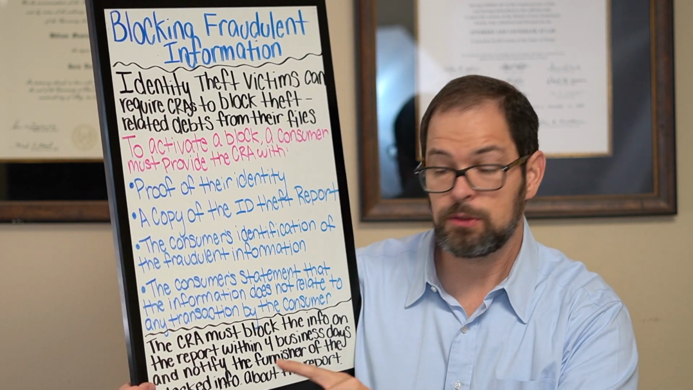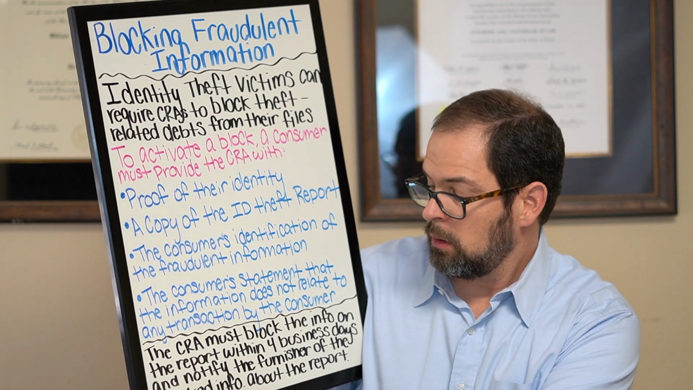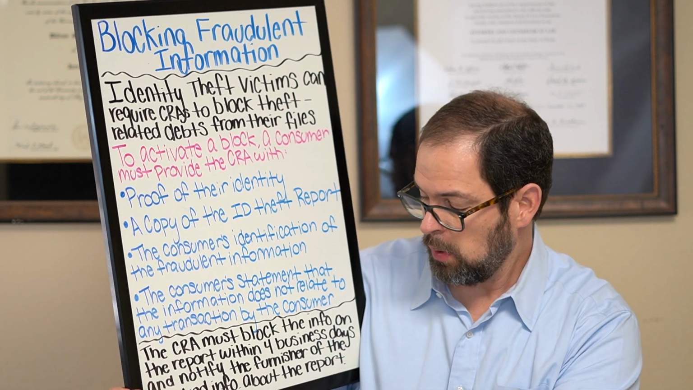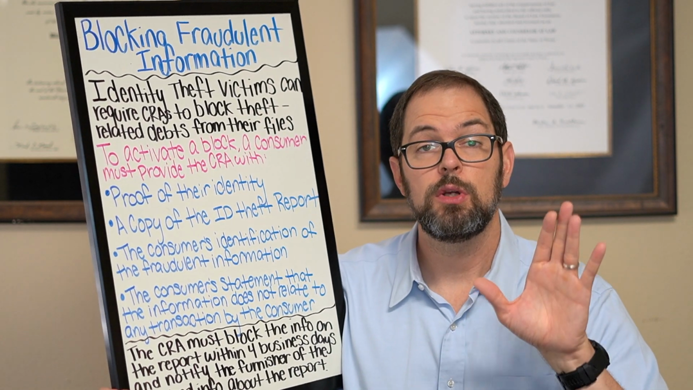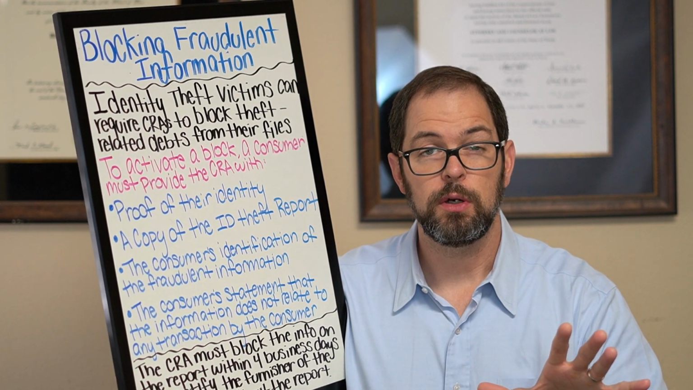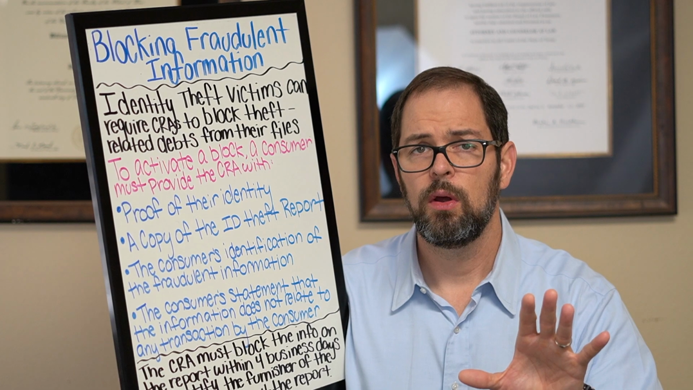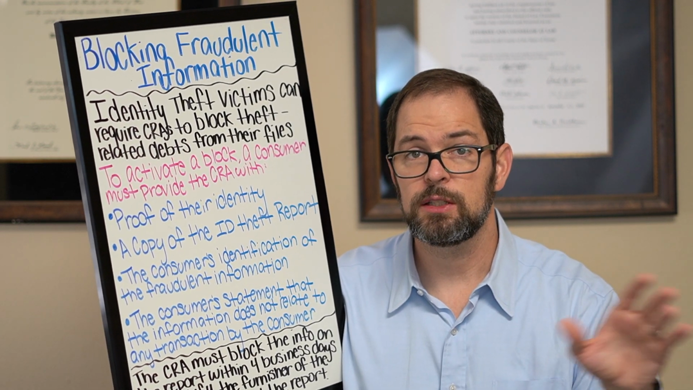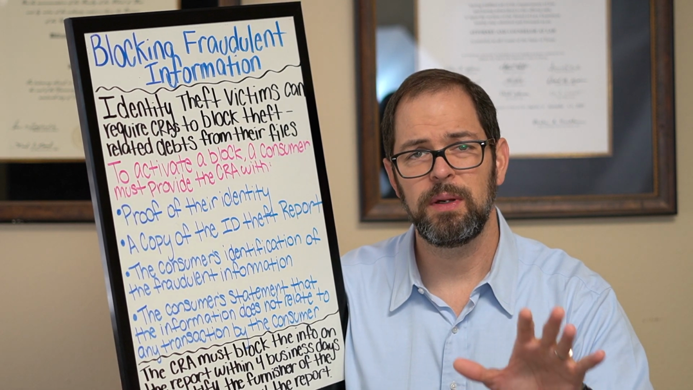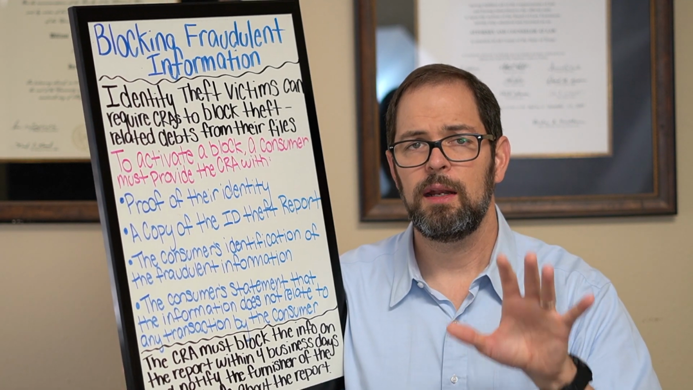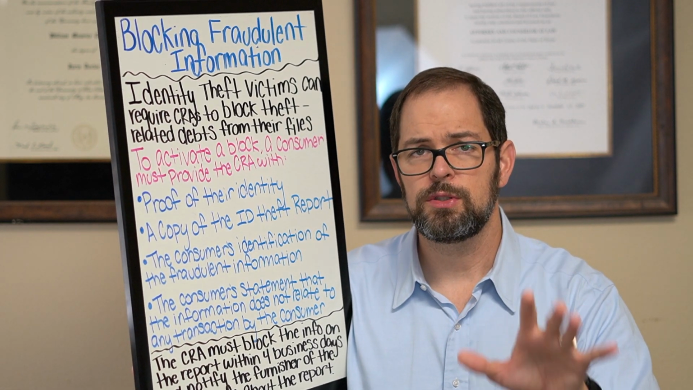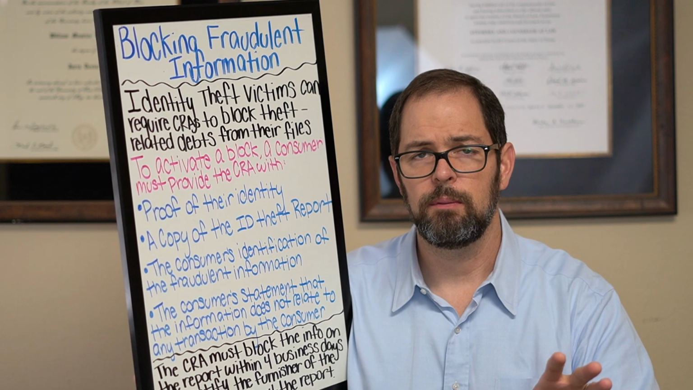They have to act fast on this and notify the furnisher of the blocked info about the report. So they have to notify the furnisher, and the furnisher cannot sell or collect or transfer this debt. It has to stop there. It doesn't always, but that's what the law says. And if a debt collector breaks the law, you can sue them under the Fair Credit Reporting Act.